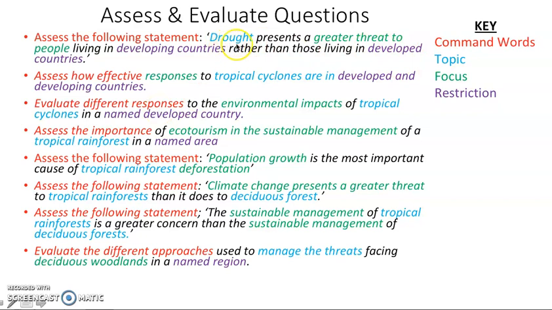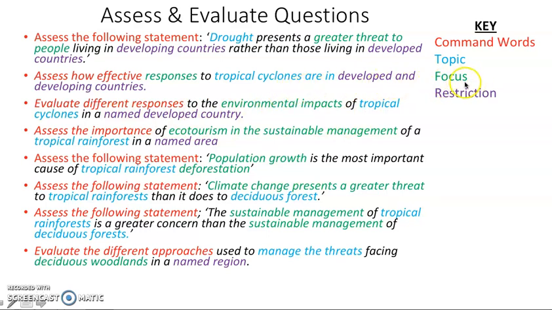Here we can see we're talking about drought. Here we're talking about tropical cyclones. Maybe a tropical rainforest, or tropical rainforests and deciduous forests. So you've got to understand what it wants you to talk about.